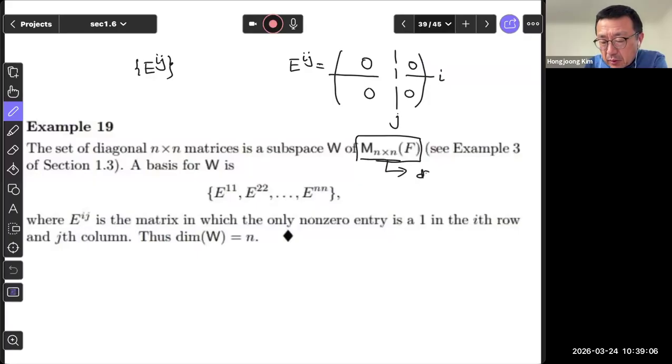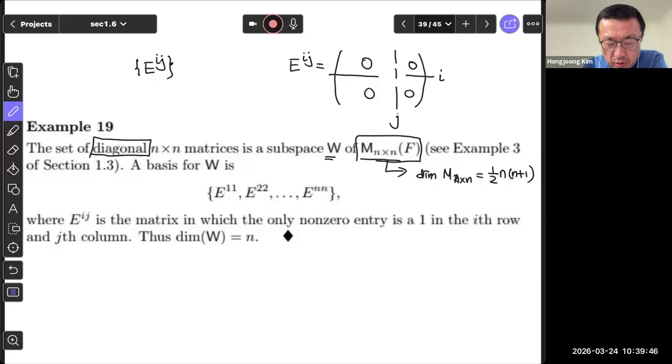The dimension of M sub n by n will be 1/2 times n plus 1. Okay, so that was the dimension of the space. Now, in this example, we want to consider its subspace W, which is defined by the set of diagonal n by n matrices. What is a diagonal matrix? A diagonal matrix is a matrix whose non-diagonal entries are zeros.